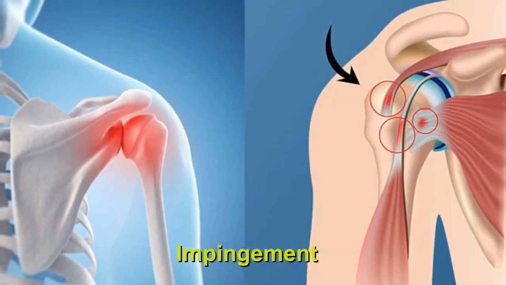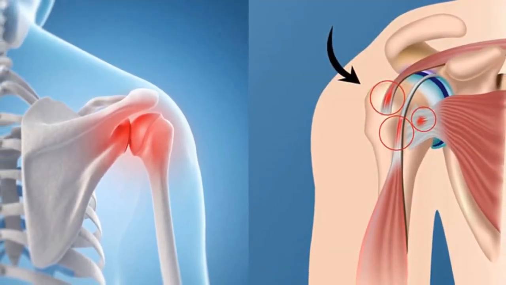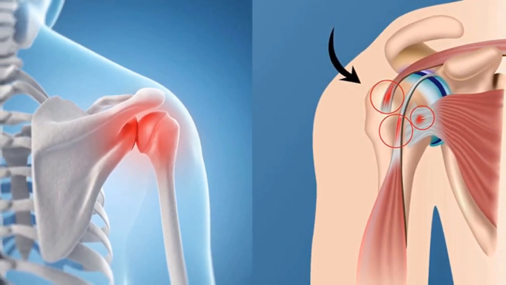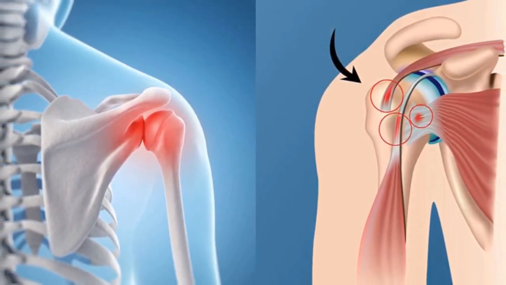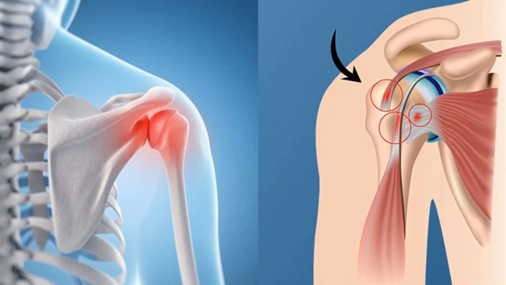Impingement. Shoulder impingement occurs when the top of the shoulder blade rubs against or impinges on the soft tissue in and around the rotator cuff. You typically feel impingement when you lift your arm away from your body. Impingement can lead to bursitis and tendinitis.